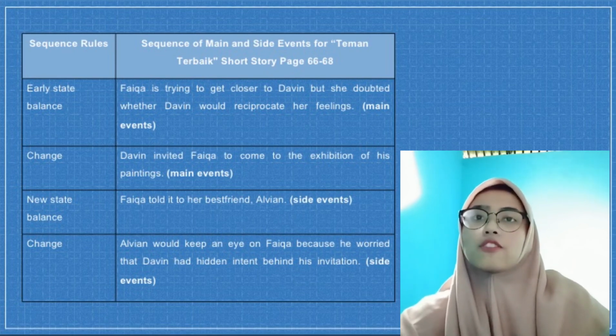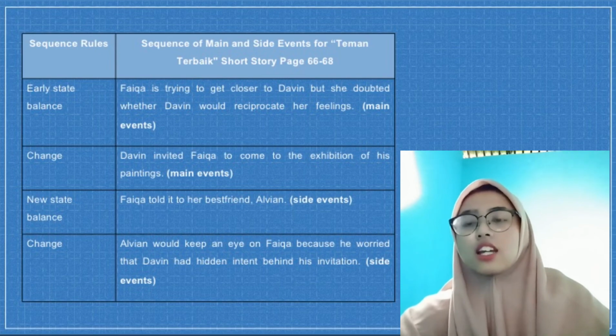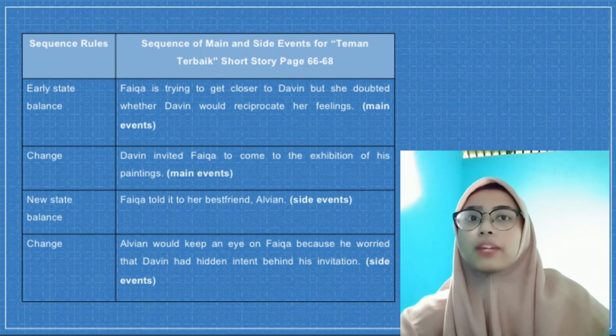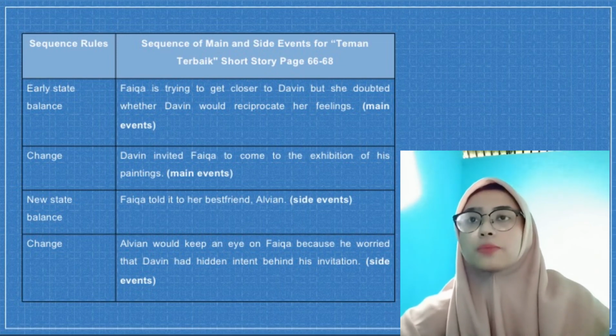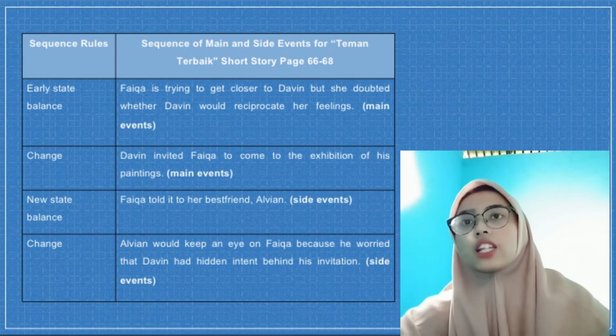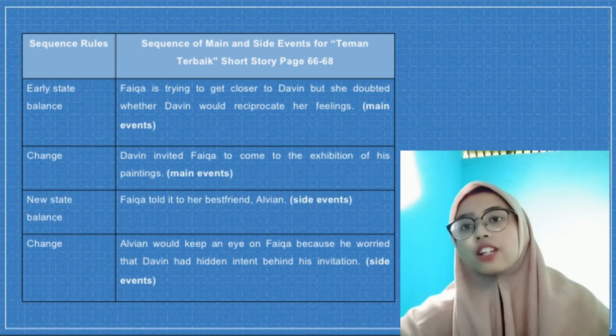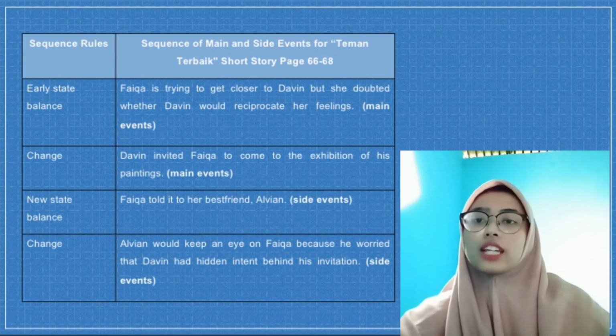The next main event, when Davin invited Faika to come to the exhibition of his paintings. Davin's action when he asked Faika made the girl look forward to Davin. With this, it can be determined as the changes. After that, in the scene where Faika called her best friend, Alfian, to recount the moment she had with Davin, as a side event for supporting the previous main event. Then, on this occasion, Faika became more courageous to put more hope in Davin, so that it can be defined as the new state balance.